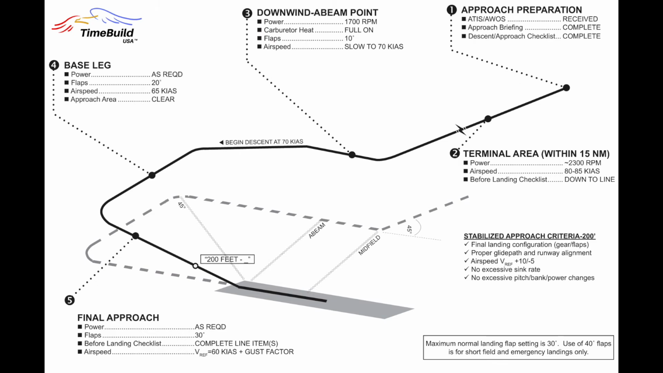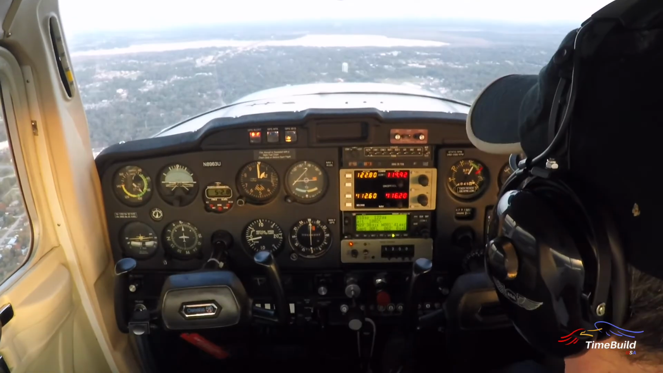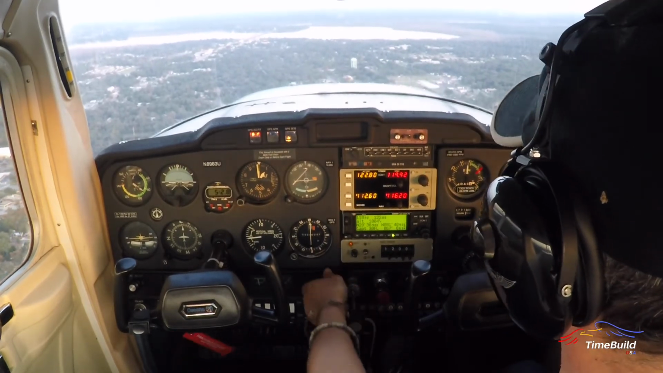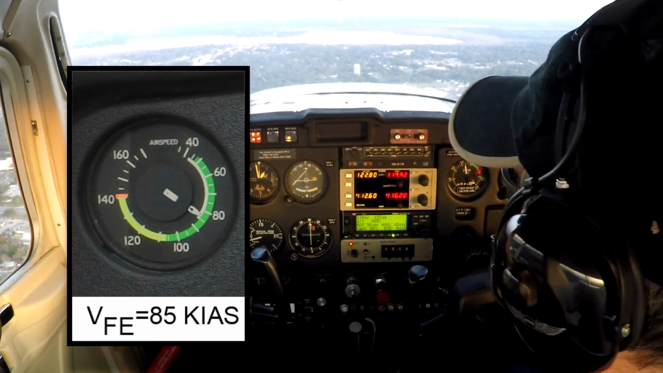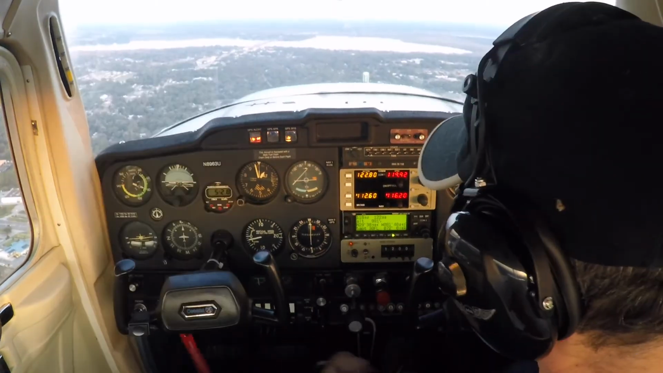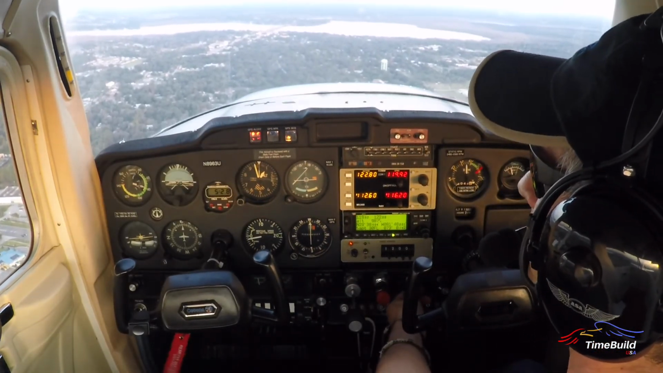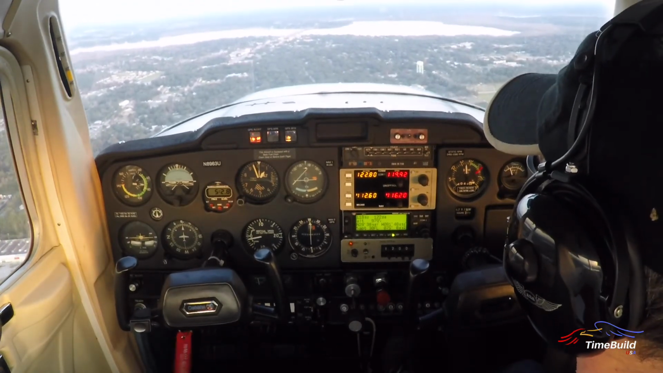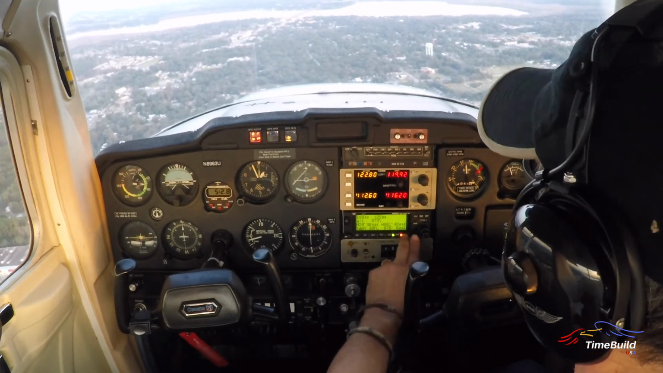The video starts with the aircraft approaching the abeam point on the downwind leg at a non-towered airport. The descent approach checklist and before landing checklist down to the line have already been completed. Abeam to landing runway. Power back to 1700. Carburetor heat is on. Airspeed in the white arc. Flaps 10 degrees. 1001, 1002, 1003. Begin our descent at 70 knots.